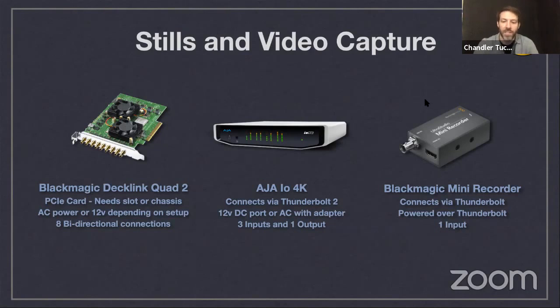Finally, we have the Blackmagic Mini Recorder. This is really helpful if you're running an ultralight setup or something a little more mobile. This just connects over Thunderbolt and is actually powered over Thunderbolt, so you don't have to worry about an additional wall wart or trying to find a way to run DC power to it. This is just 1 input though. This has no output. If you want output out of your device, you would need something like the Mini Monitor.